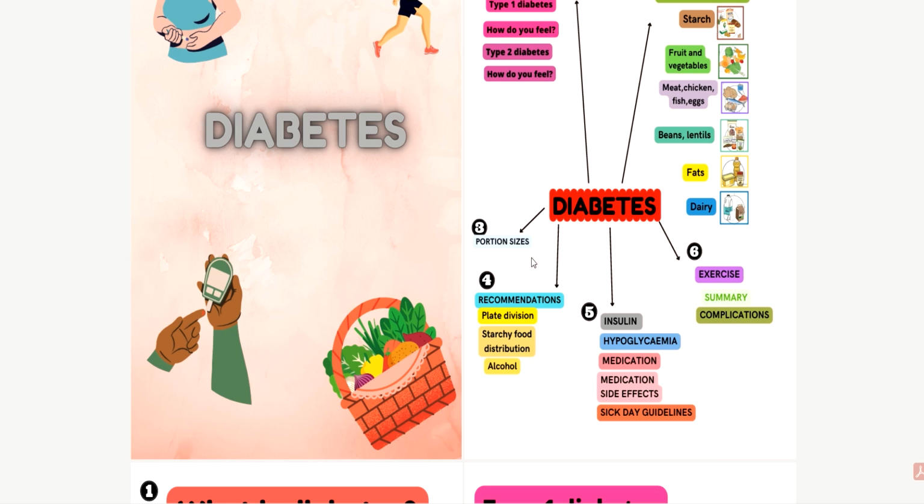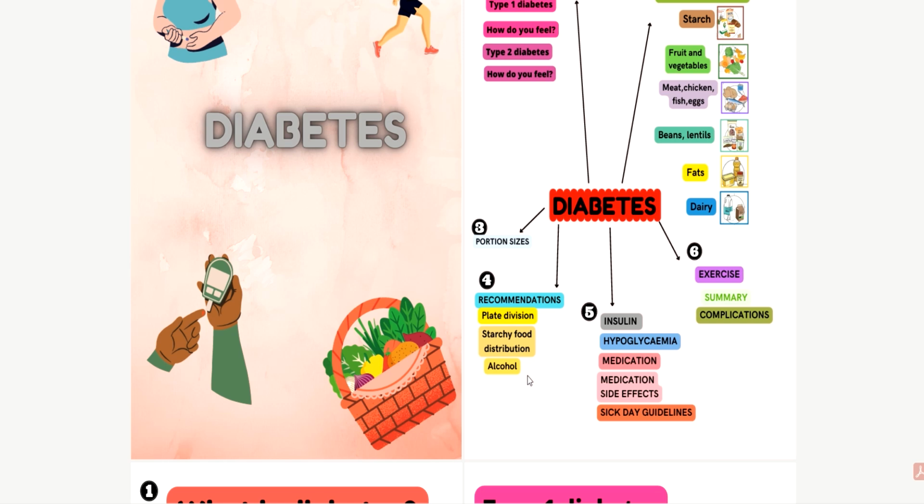Then portion size is always very important in diabetes. Then you have recommendations, you know, the plate. I think I used the plate model here as well, and other things like alcohol. So if you look at the topic, you look at what's important in that topic. That's why your rough outline is important.